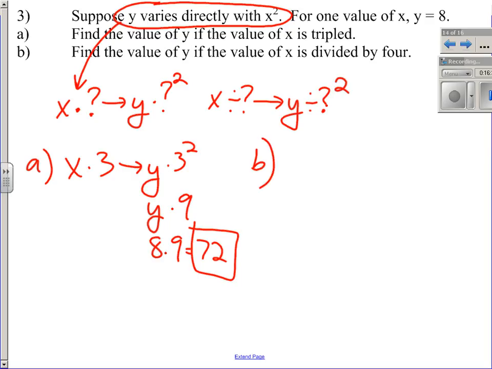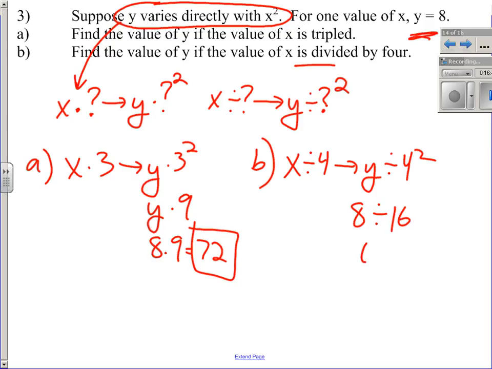Okay. And then in part B, same idea. X is getting divided by 4, right? That means y is going to get divided by not 4, but 4 squared. So I'm going to take my 8 that y started out at, divide it by 4 squared, and you get 0.5. All right, so that's direct variation.